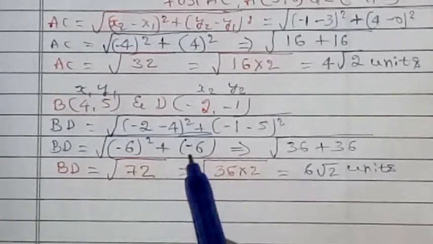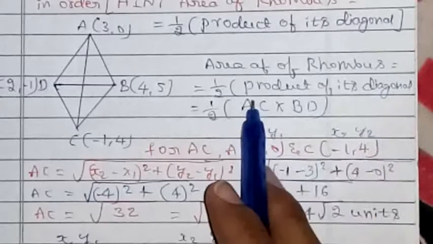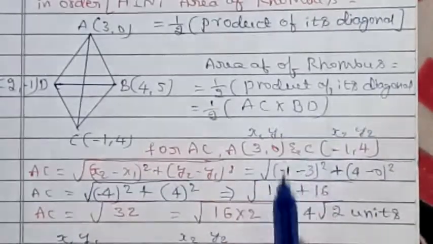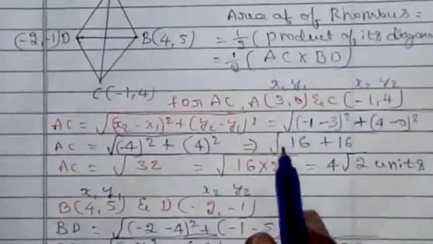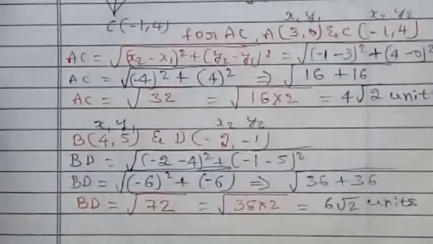Now you need to find the area of a rhombus by using the formula half into the product of its diagonals. So which are the diagonals? AC into BD. Now we got the AC value and we got the BD value. Just apply the AC and BD values here and find the area of the rhombus, right?